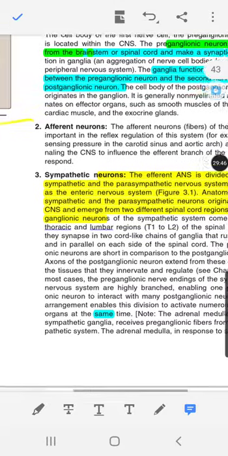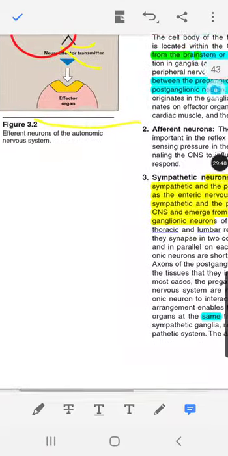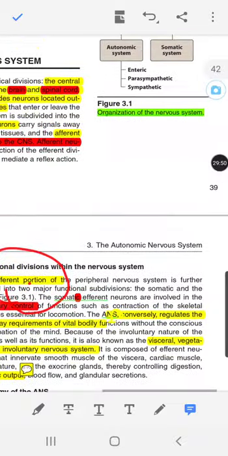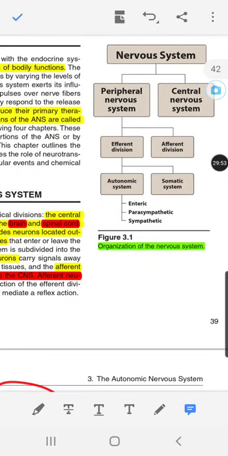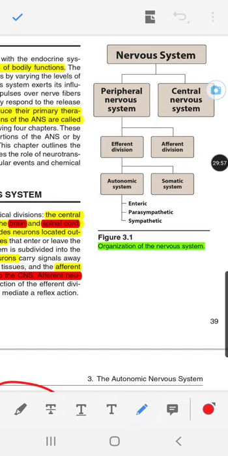So you can see here they have mentioned figure 3.1. This one. ANS, enteric, parasympathetic. ANS, sympathetic, parasympathetic, and enteric one.